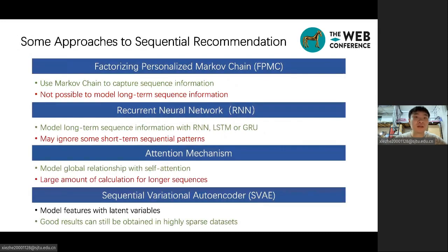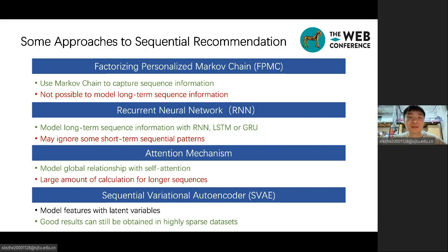So let's first have a look at some approaches to sequential recommendation. The first one is FPMC, factorizing personalized Markov chain. FPMC uses Markov chain to capture the sequence information, but because of the inherent limitation of Markov chain, it is not possible to model long-term sequence information.